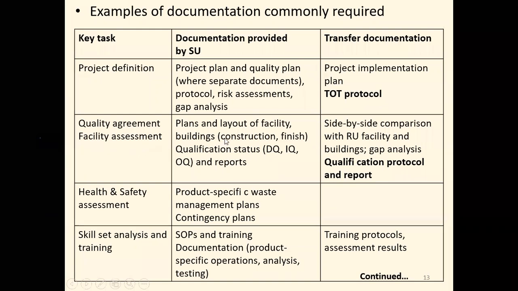In the next document, the documentation required is the plan and layout of the facility, buildings. Building means construction, finish, qualification status, DQ, IQ, OQ, and its reports. Then the transfer document should contain a side by side comparison with the RU facility, the facility provided by the RU, the RU's building where that RU is carried out, then gap analysis for that particular quality agreement. Then it is called the qualification protocol and report.